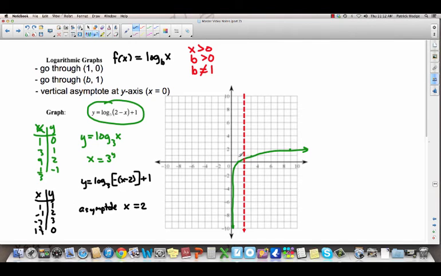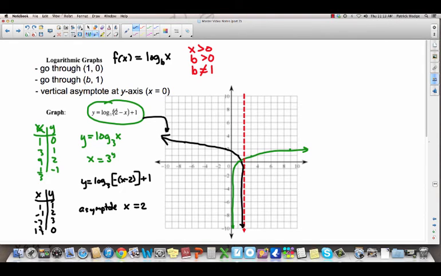And now let's graph these points. (1, 1), (-1, 2), (-7, 3), and (1 2/3, 0), so right around there. And we know it's going to get closer and closer to this asymptote, come up through this point, through this point, through this point, and through this point. There's the graph there. This is your graph right there.